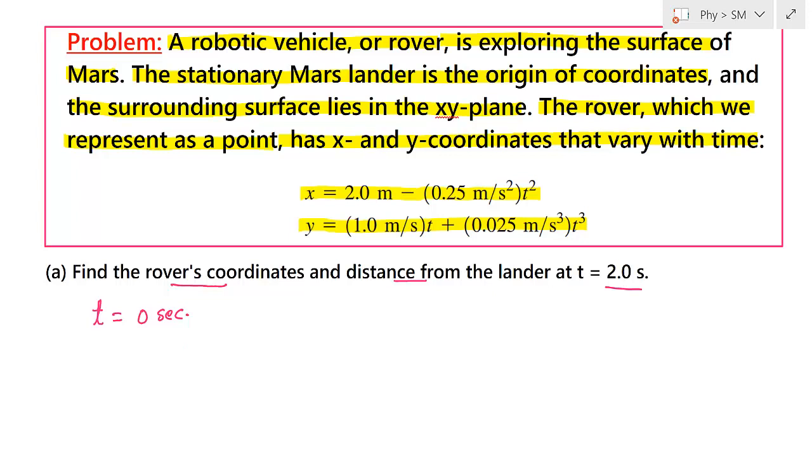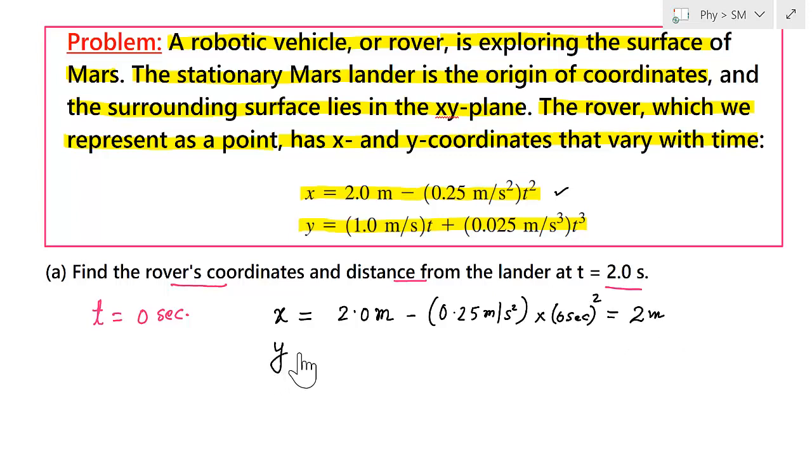So we can calculate the x coordinate and y coordinate of the rover. So let us first calculate the x coordinate. So we have the formula for the x coordinate. So this is the formula. So we have 2.0 meter minus 0.25 meter per second square, and t equals 0 I have to plug in. So this is 0 second and this is squared. So this is basically 2 meter.